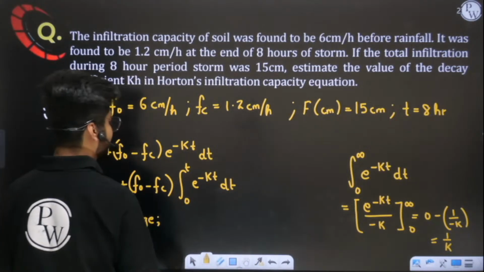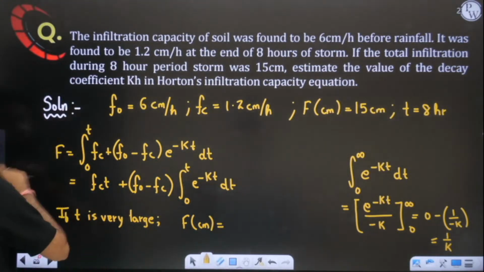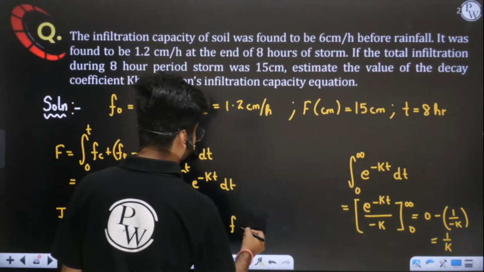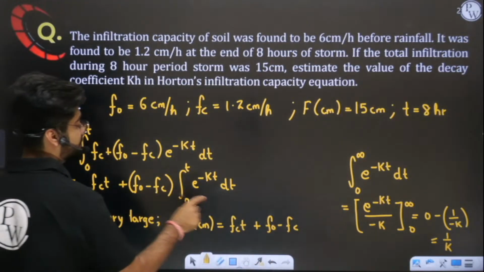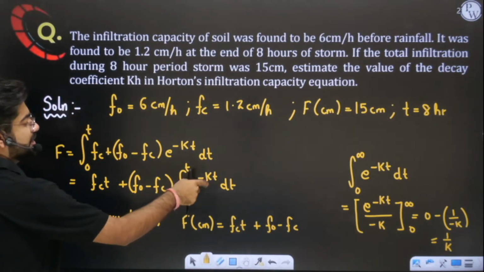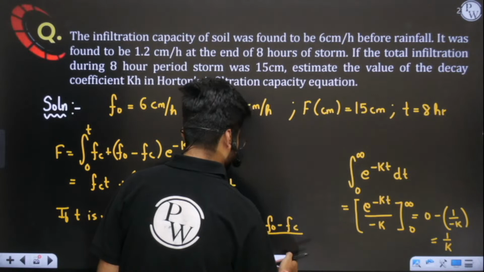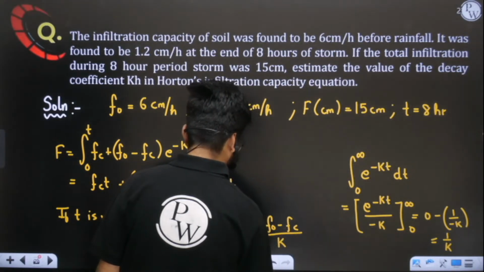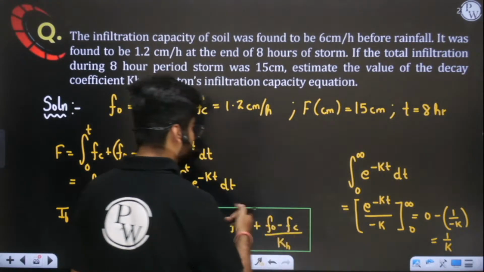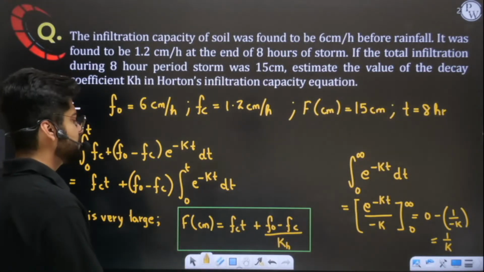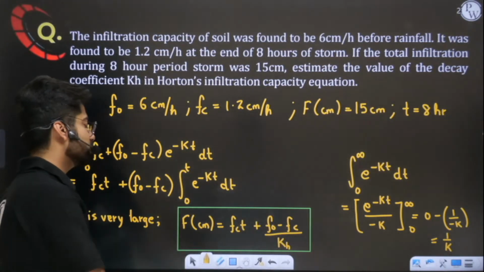Then in that case, I can write the formula for total infiltration will be fc into t plus f naught minus fc, which is constant, divided by k. The value of this is 1 by k. So this is our equation, but one thing we have to make sure, this equation will give you good results only when your time variable is large. Otherwise this will give you certain error.